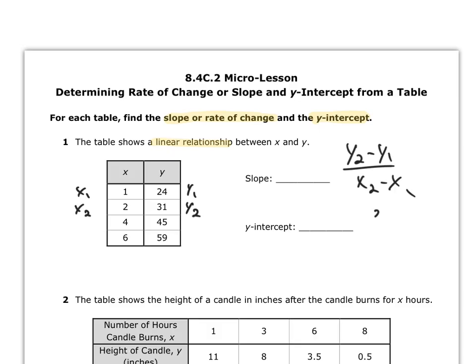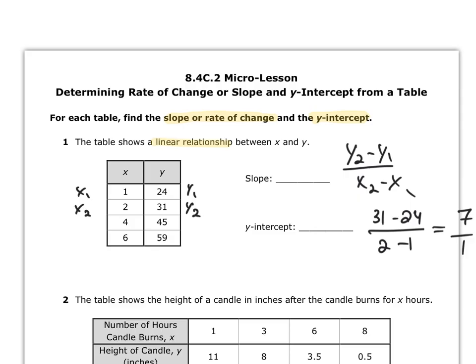Let's see. y2 is 31. y1 is 24. x2 is 2. And x1 is 1. So 31 minus 24 is going to be 7, and 2 minus 1 is 1. Beautiful. So that's my slope. My slope will be 7.